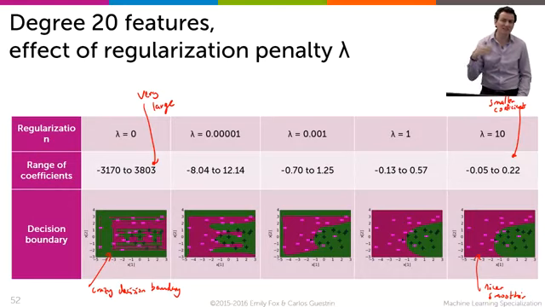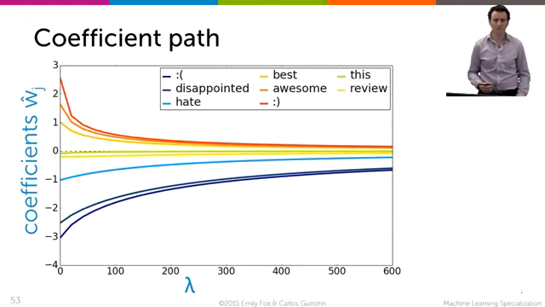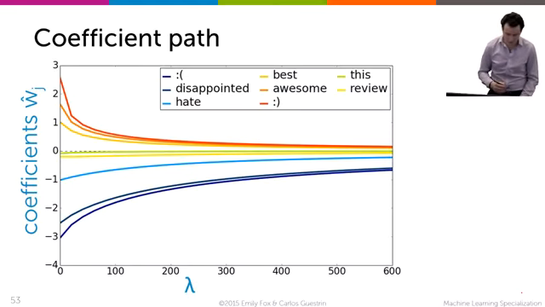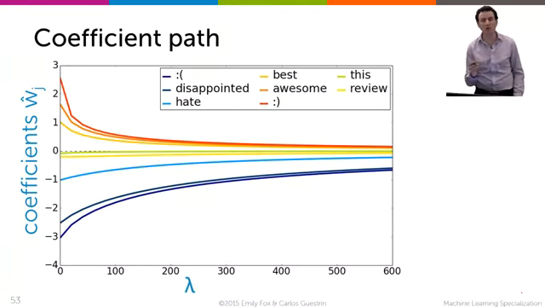But here I added tons more features, but nonetheless adding a little bit of regularization helped us get that really nice separating plane that I can trust. We can also look at the coefficient paths, what happens to our coefficients as we increase the penalty lambda. So in the beginning, when we have an unregularized problem, these coefficients tend to be large, but as we increase lambda, they tend to become smaller and go to 0.